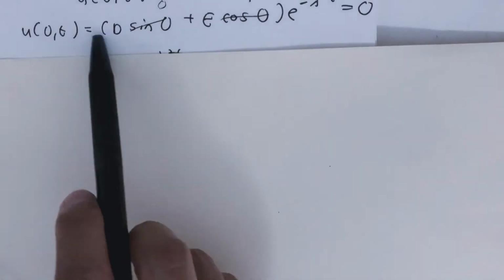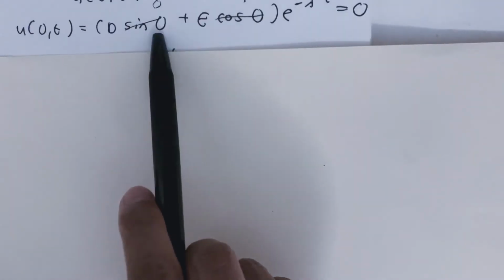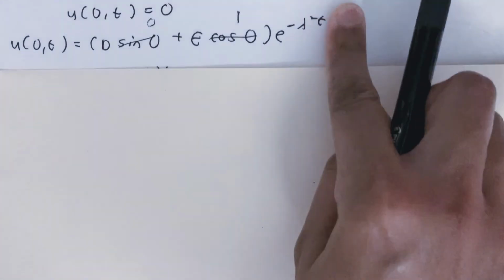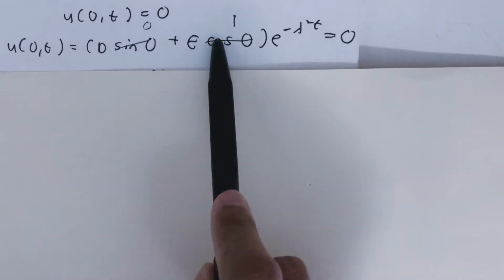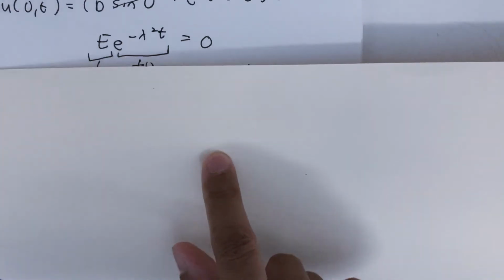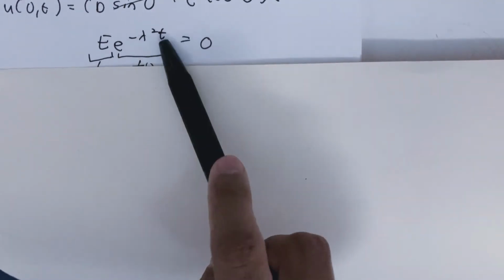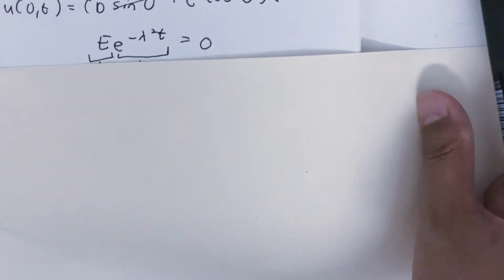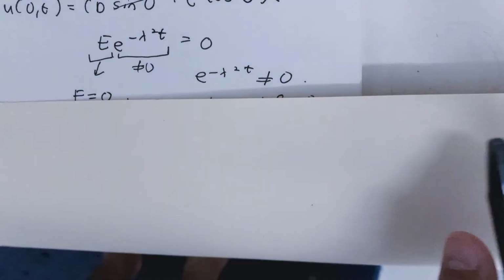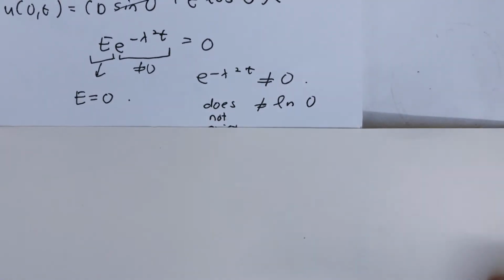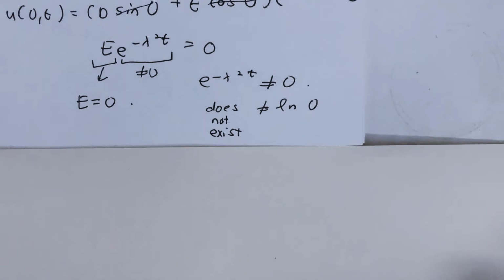Okay, so u(0,t), that means x is 0 and t is still t. Sine 0 is 0, cos 0 is 1, so no more d. So the equation becomes e exponent negative lambda squared t equals 0. For this part, you have to take one of these variables to be 0. Exponent negative lambda squared t cannot be 0, as there is no value for it being zero, so it does not exist. So we let e equal 0.